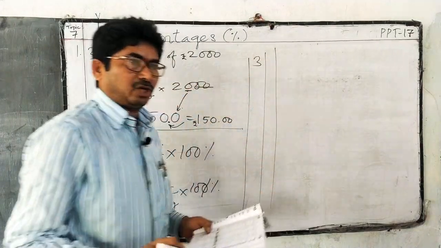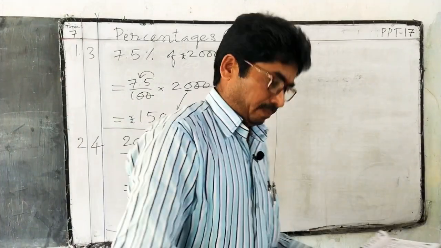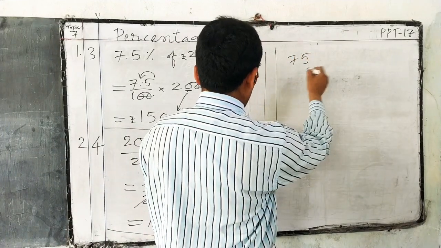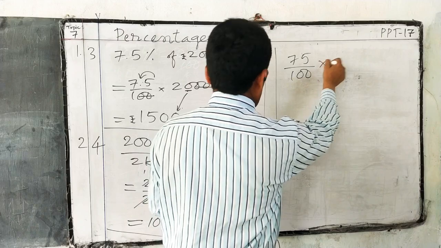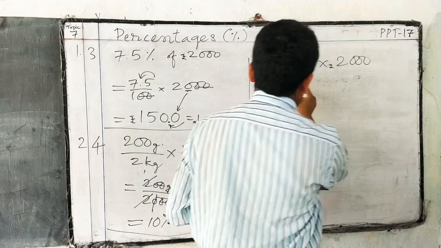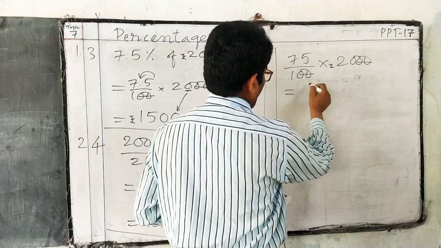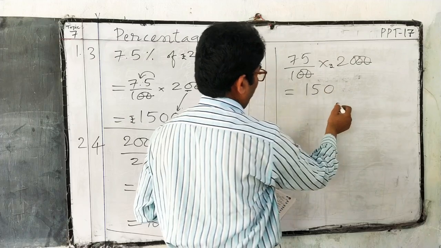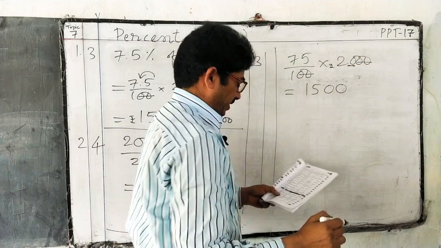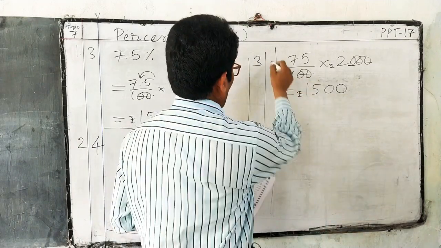Next, question number 3. What is 75% of 2000? 75% means 75 by 100 into 2000 rupees. 2 zeros, 2 zeros. 75 twos are 150. Keep this 0. So 1500 rupees. Option 2.